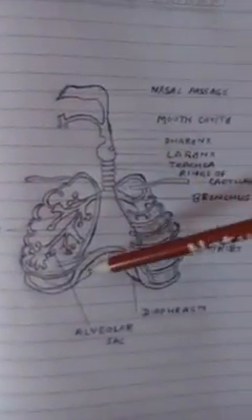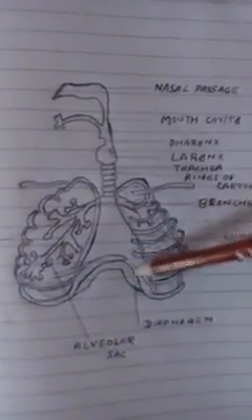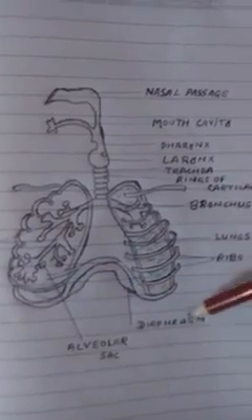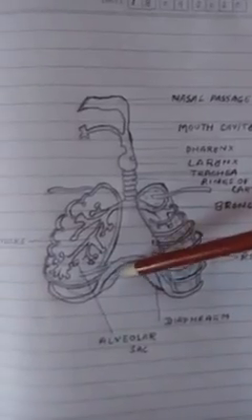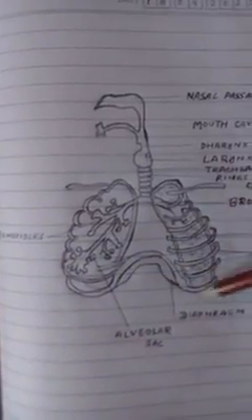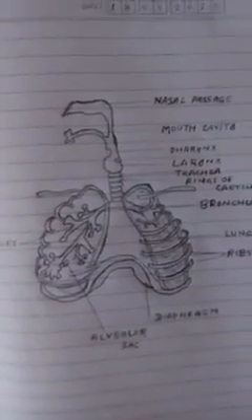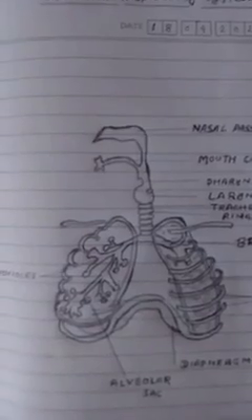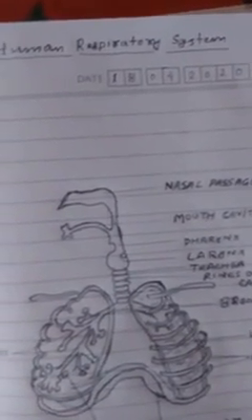In the lower wall, when you observe minutely, you can see a muscular structure is formed. A muscle is formed which is called the diaphragm. In the lower area of the respiratory structure, you can see the attached structure, the diaphragm. So this is the human respiratory system.